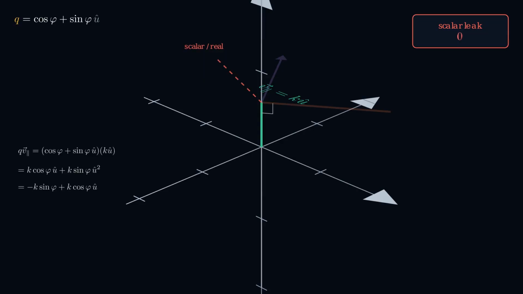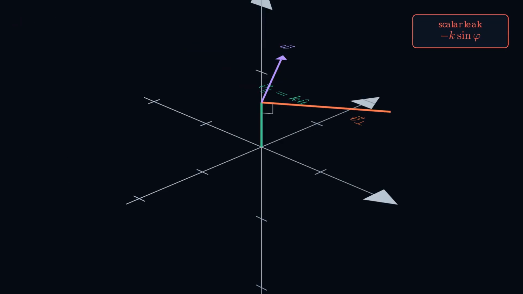Look at that result. It has a non-zero scalar part, negative k sine phi. A single multiplication has pushed a piece of v parallel out of the purely imaginary subspace into the real numbers. Whatever qv represents, it is no longer a pure 3D vector. There's no rotated point, x y z, that this could be. This is the concrete, computed answer to why we can't just multiply once. A single multiplication provably leaks into the scalar part for any non-zero phi.